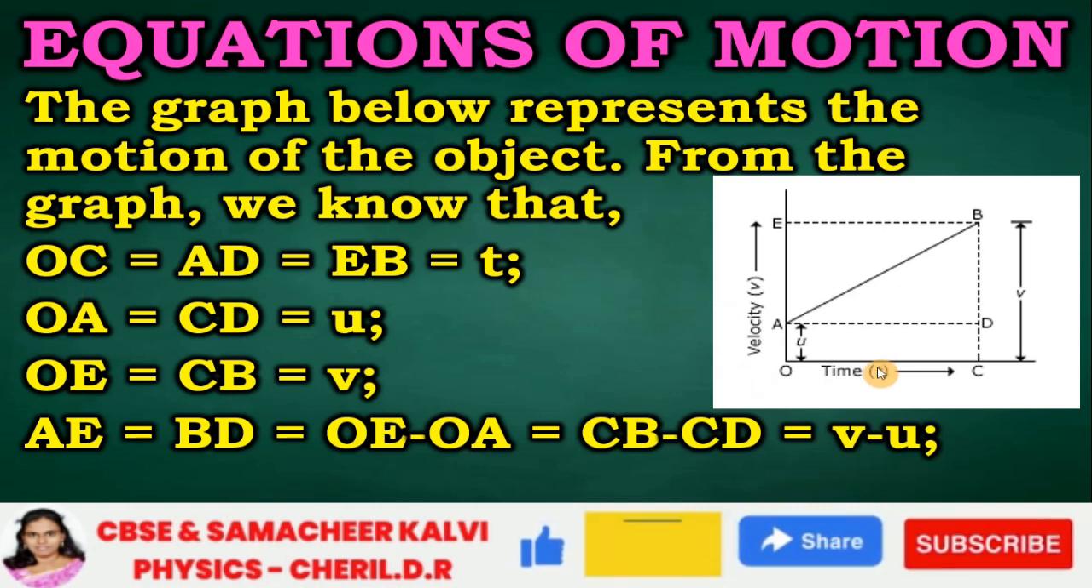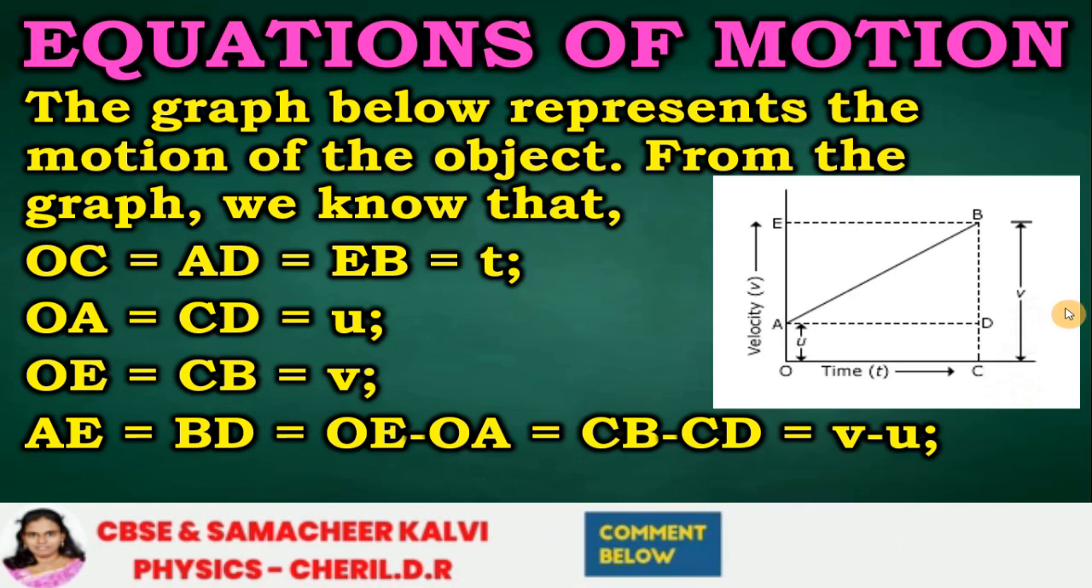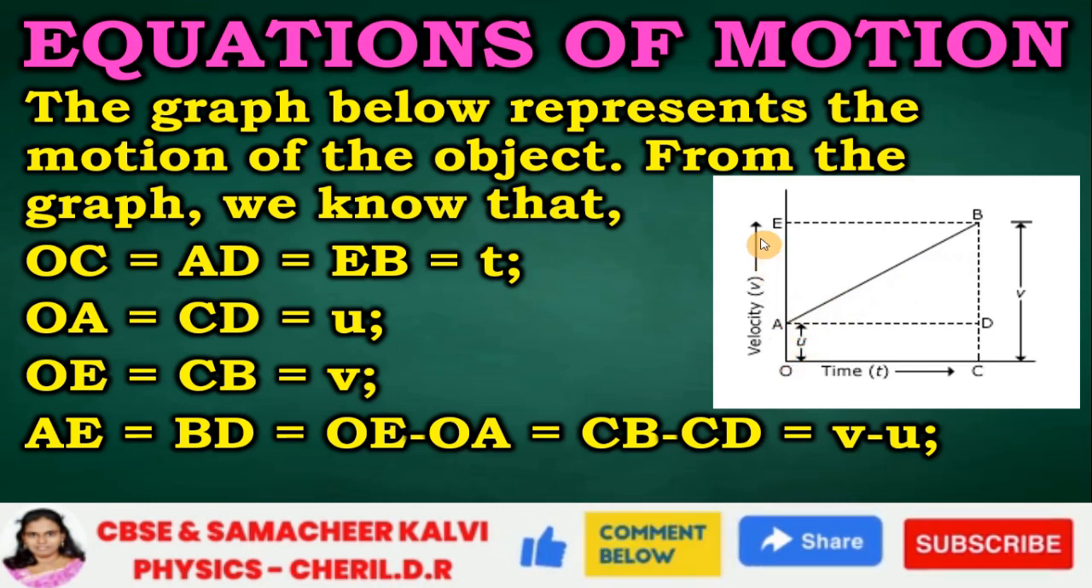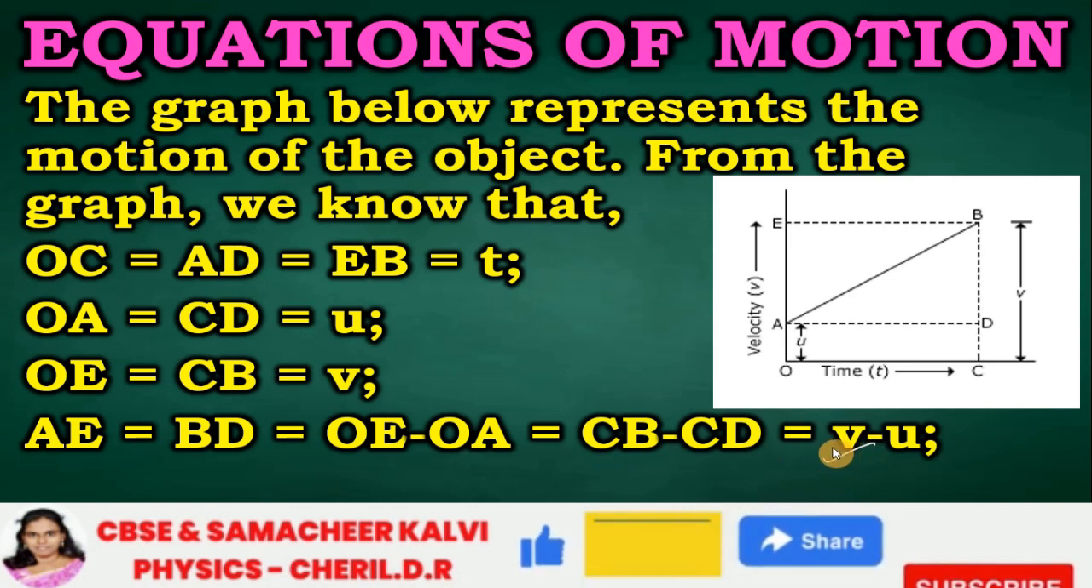So when we consider this graph, we get these considerations: OC is equal to AD, which is equal to AB, which is equal to t. Then OA is equal to CD, which is u. The entire OE is equal to the entire CB, which is v. And then AE will be equal to the entire v minus this portion, that is u. That is what we are seeing here.